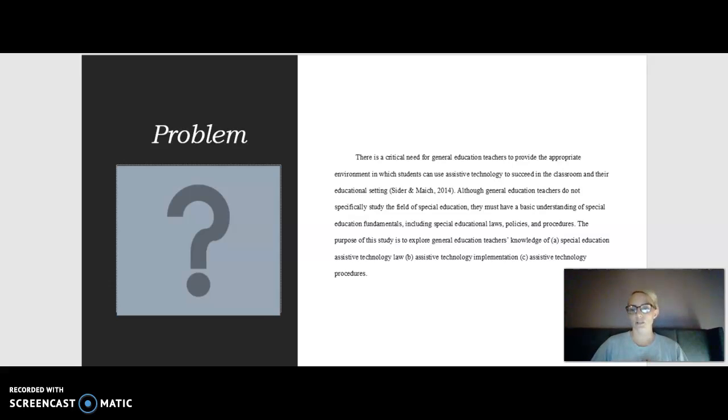General education teachers do not specifically study the field of special education, but they need to have a basic understanding of special education fundamentals, laws, policies, and procedures. The purpose of this study is to examine general education teachers' knowledge of special education, assistive technology, law, implementation, and procedures.